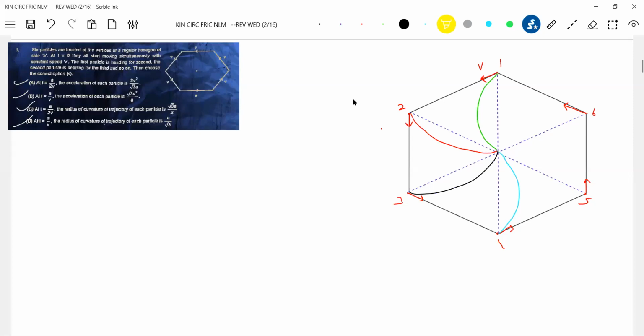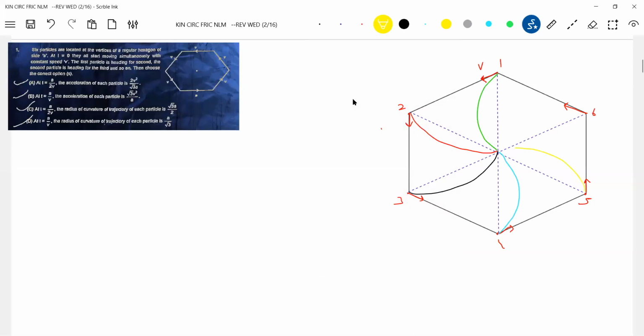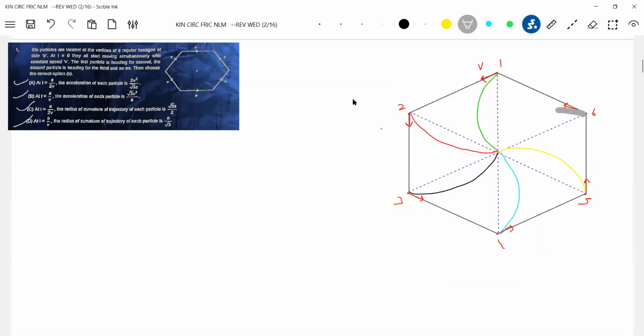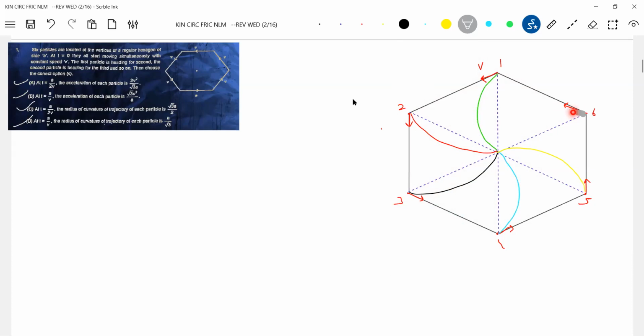Already most of you might be knowing this concept. Finally they'll meet at the center of this hexagon. This one, it's a regular hexagon.